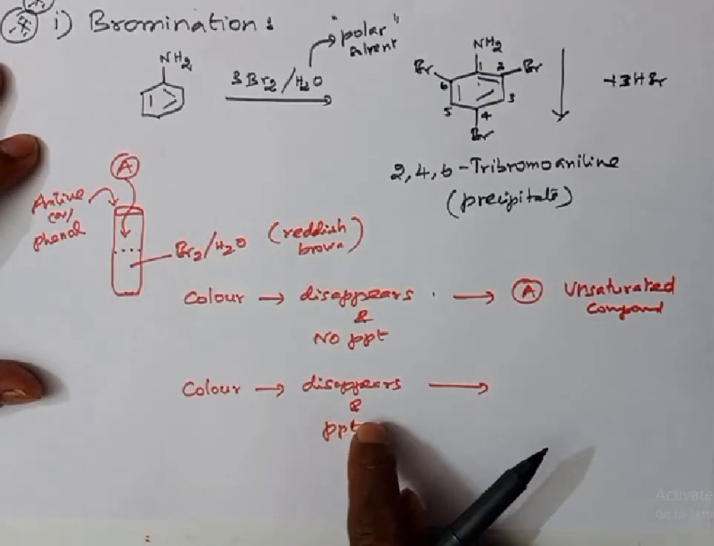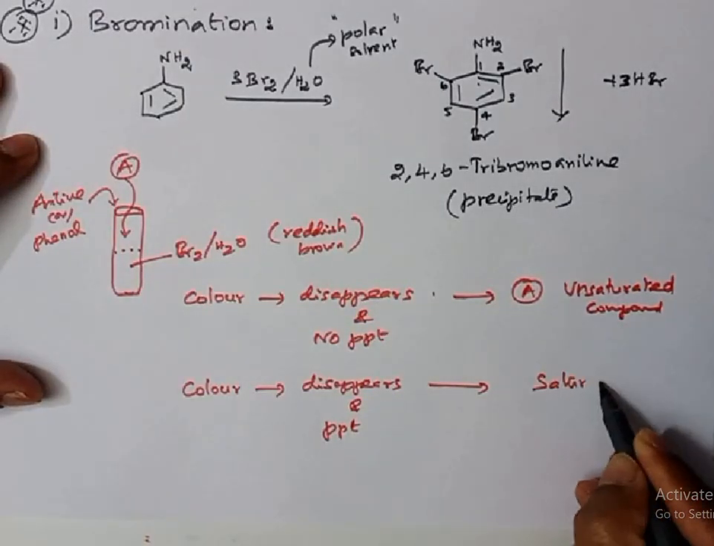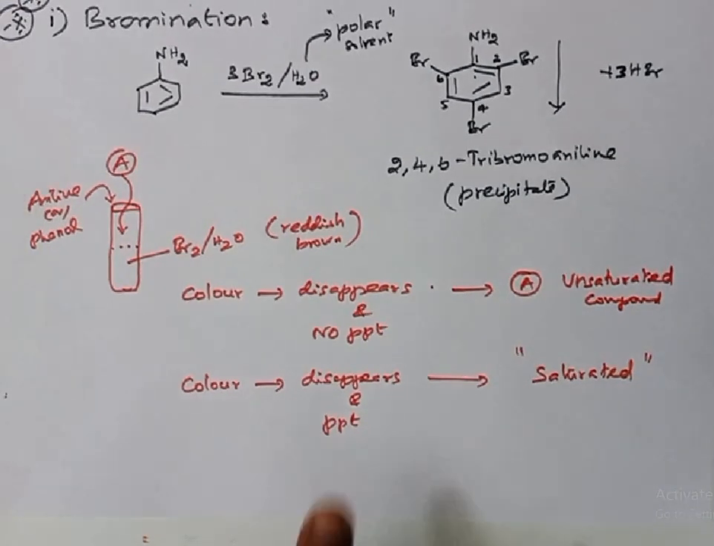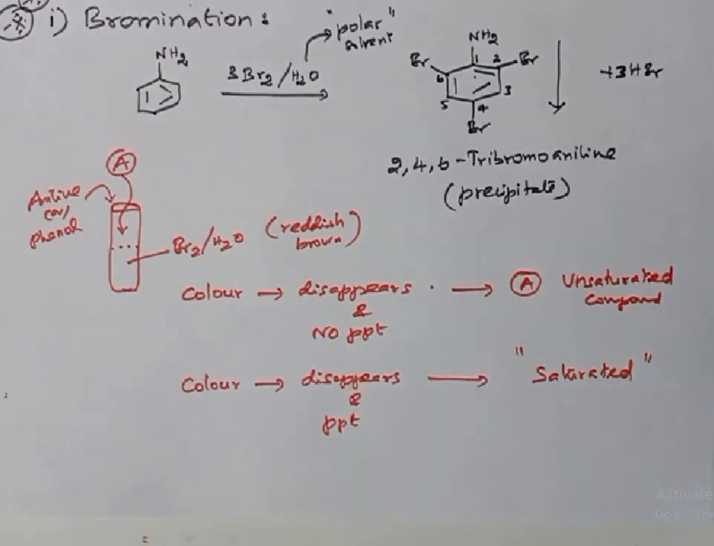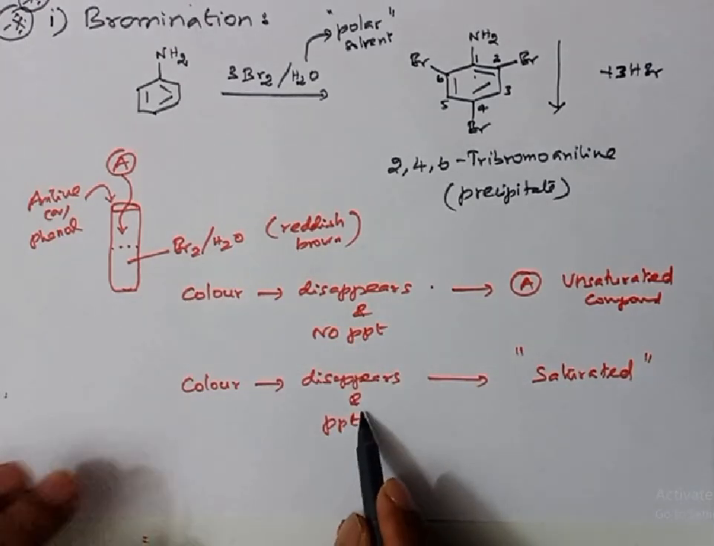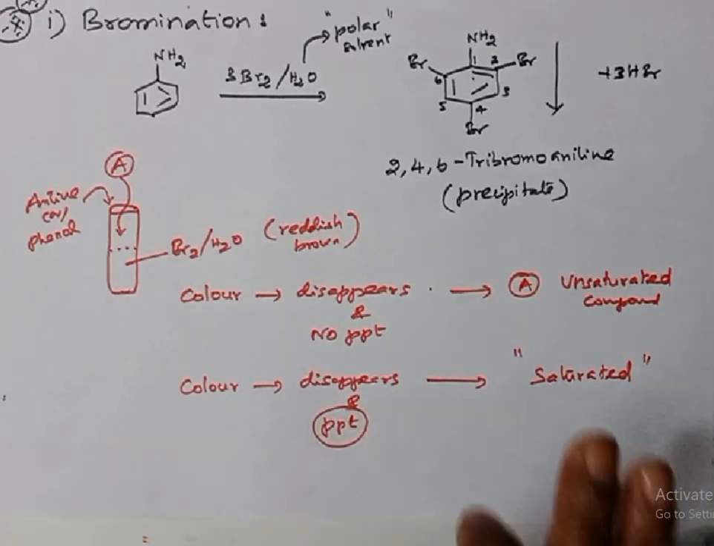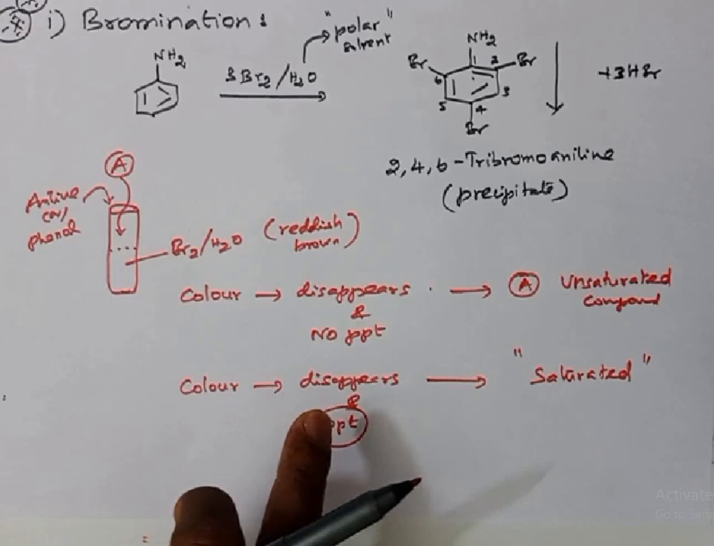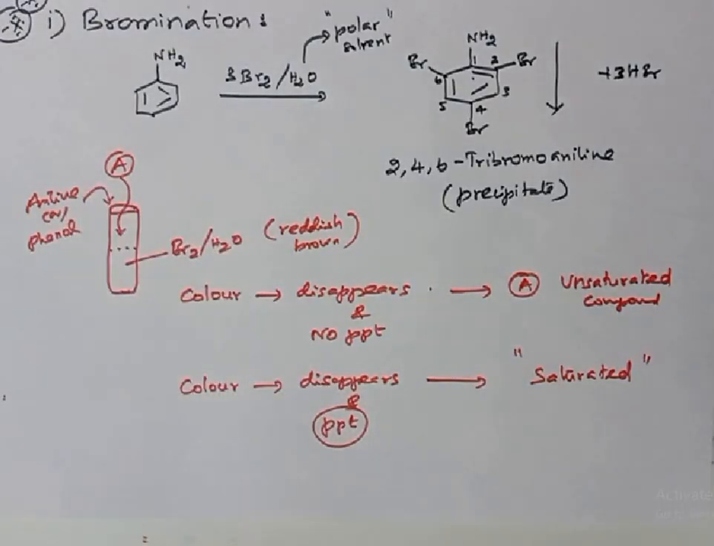It indicates that the compound is not unsaturated, it is saturated. Just because the bromine water color disappears, you should not say that it is an unsaturated compound, because along with it we are getting a precipitate. So this is actually a saturated compound. Keep this in mind. It's a test for aniline and phenol. This reaction is shown by aniline and phenol.